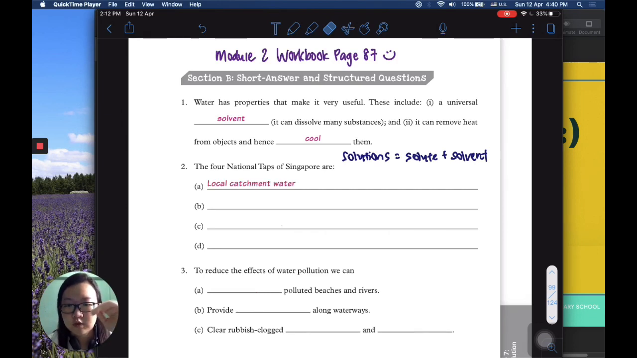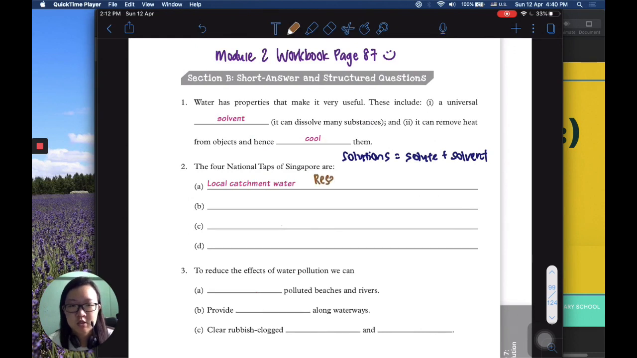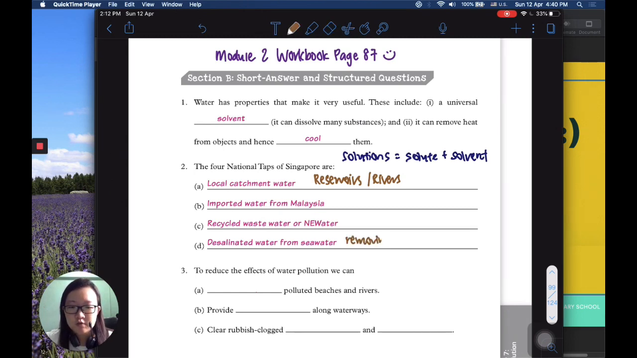Question 2. The 4 national taps of Singapore are, number 1, local catchment area. So for instance, things like the reservoirs, as well as rivers, like Singapore River, Kallang River, and so on. The second national tap of Singapore is imported water from Malaysia. So the big white pipes that run between Malaysia and JB. Thirdly, recycled wastewater, or we call it NEWater, a national tap that we should all be proud of because it's Singapore's technology. And then finally, desalinated water from seawater.